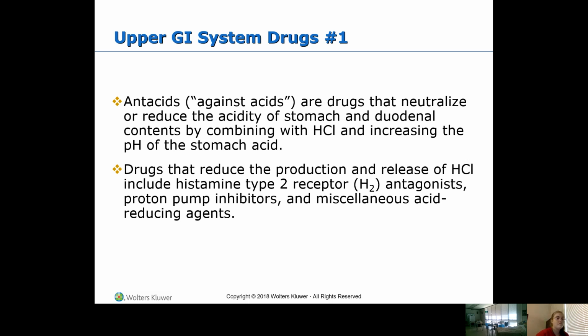So then the other set of drugs can reduce the production and release of hydrochloric acid, and this includes the H2 receptor antagonists, proton pump inhibitors, and miscellaneous acid reducing agents. Those were the first two that I read to you. They either stop that receptor from being stimulated, or at the pump site, they say, wait, stop, you can't release anymore. Those are its two mechanisms of action.